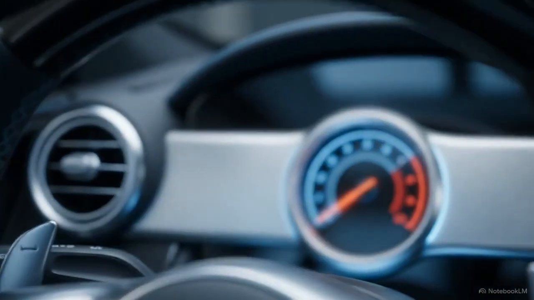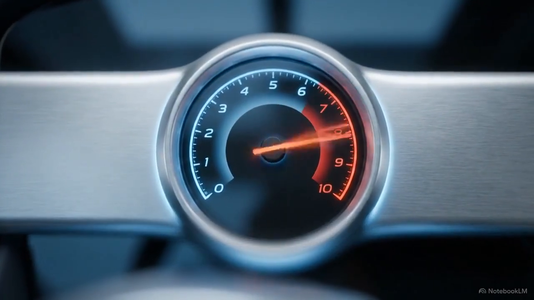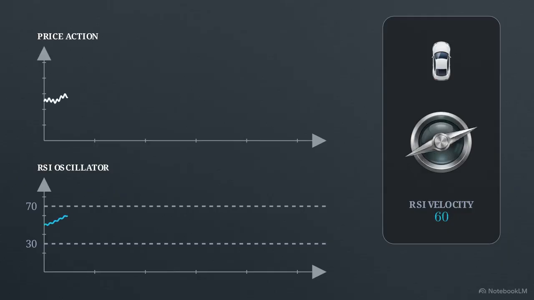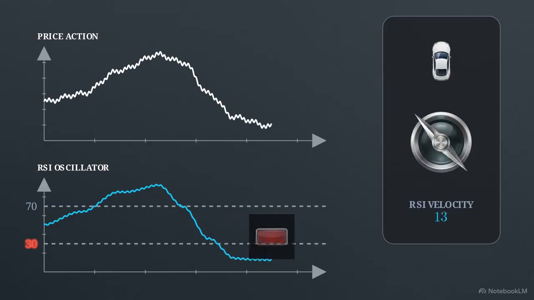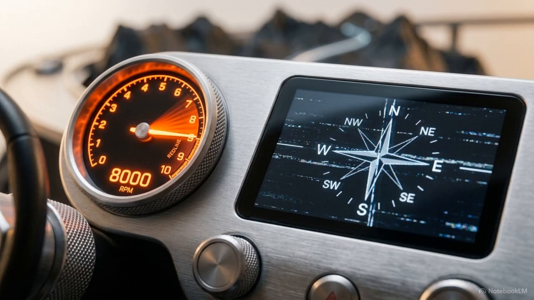Think of the RSI like the speedometer in your car. It does a great job of telling you how fast you are going, but a speedometer cannot tell you if you are driving north, south, or off a bridge. When the RSI reads 70, it just means the price is moving upward at a very high velocity. When it reads 30, the price is dropping fast, or the buyers are totally exhausted. It is a measurement of energy, not direction.